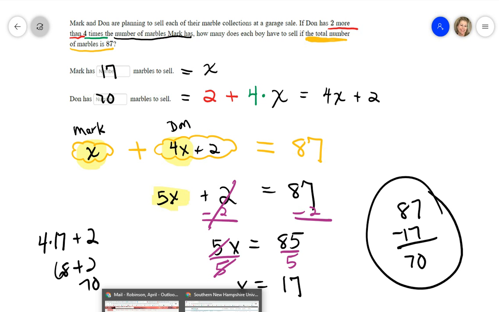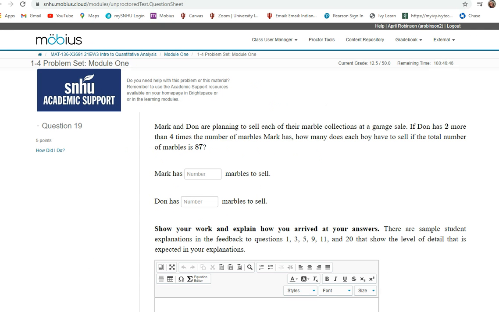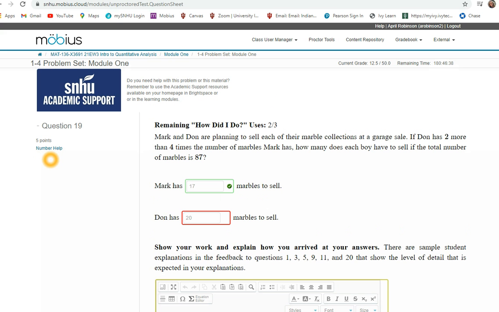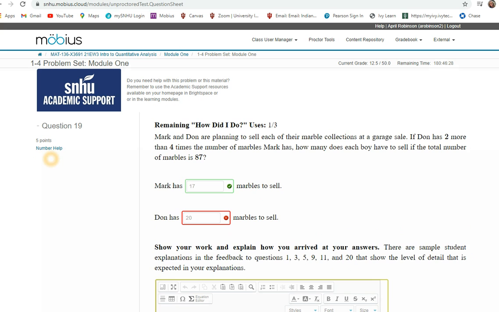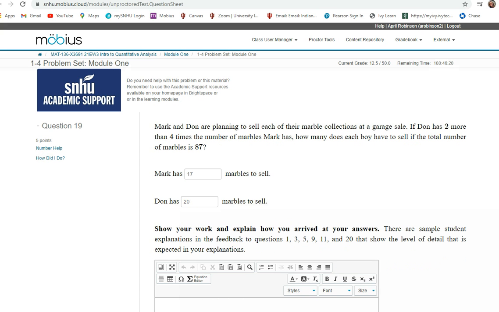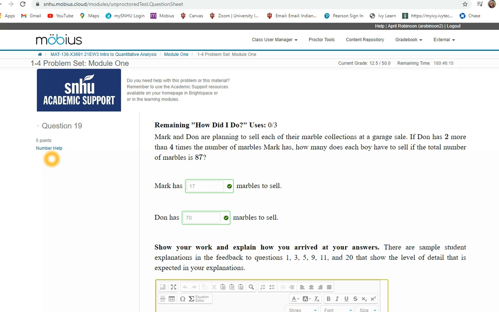And just so you know, I'm not totally crazy. We got 17 and 20, so Mark has 17. Dawn has 20. How'd I do? Oh, not 20, 70. I did that on purpose so you can see what happens when it gets wrong. See, watch. It's green. Oh no, it's green. Or it's red. I'm colorblind. Woohoo! All right, try this again. 70. Bam. 17 and 70. There we go. So you can go back and fix your answer.